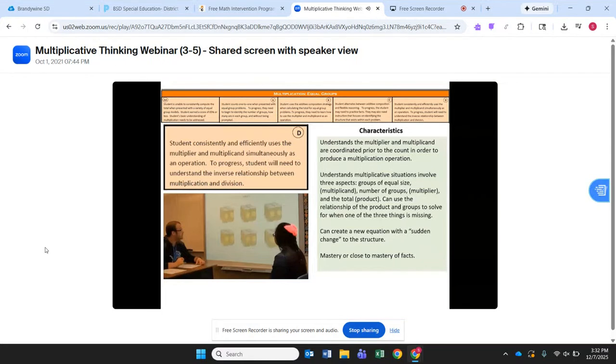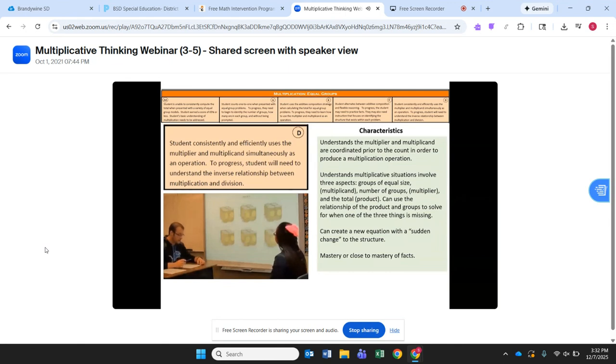Okay, level D now, and level D is exactly where I want our students to be. It's where all your standards are written. So if you look at 3rd and 4th grade standards and match it to the framework, all those standards are requiring them to be thinking at level D. And level D says a student consistently and efficiently uses the multiplier and multiplicative simultaneously as an operation. To progress, the student will need to understand the inverse relationship between multiplication and division.